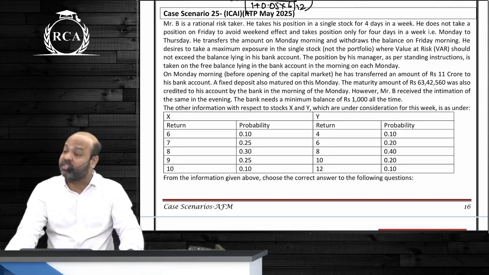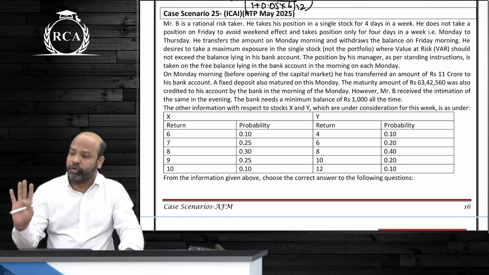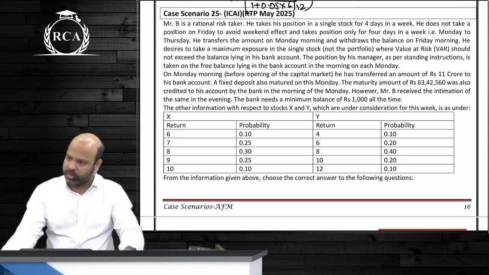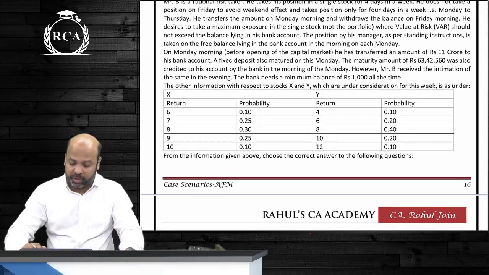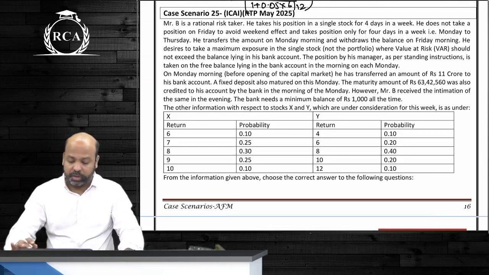VAR, beta, is Z score multiplied by standard deviation. यहाँ पे you will take standard deviation for how many days? 4 days. Yes or no, beta? But अगर information is for that period, you can directly take that amount only.